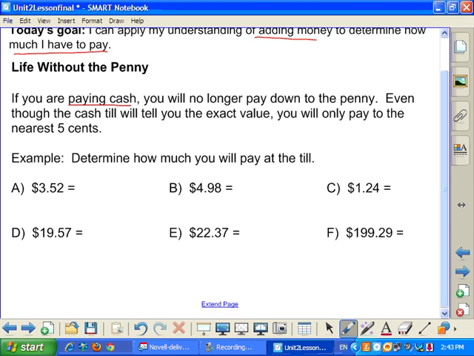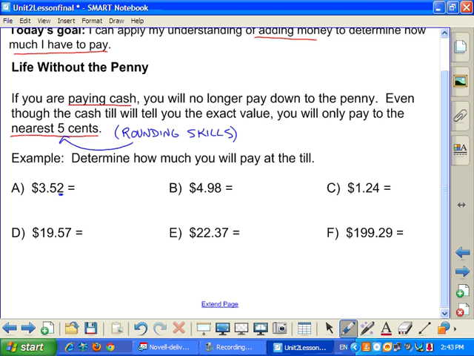All right, so even though the cash till is going to tell you the exact value, you're only going to pay to the nearest 5 cents. So what does that mean? That means that we need to use our rounding skills from the first unit in order to determine how much we're actually going to have to pay. The example I have here is what comes up on the cash register, and we want to calculate how much they're going to actually charge you if you're going to pay with cash. So the nearest 5 cents.